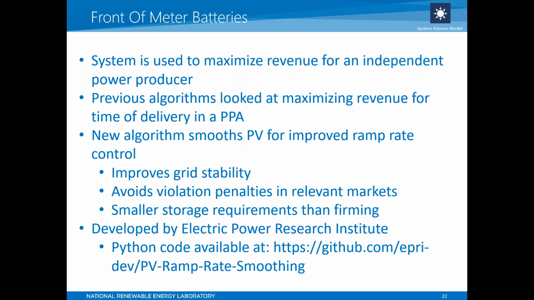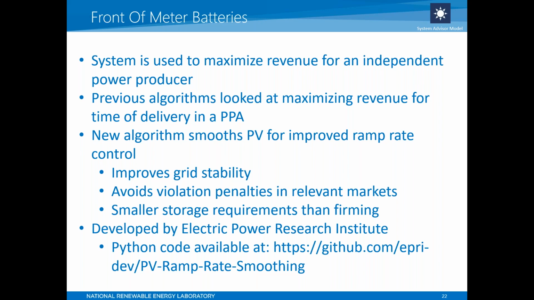And a note here is that we're looking at ramp rate control, which has smaller storage requirements than firming. Firming is looking to keep the output constant over time. By looking at the rate of change of the output, we're able to do this with smaller storage.